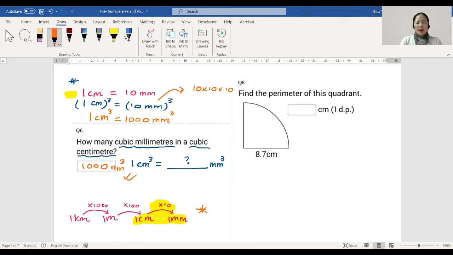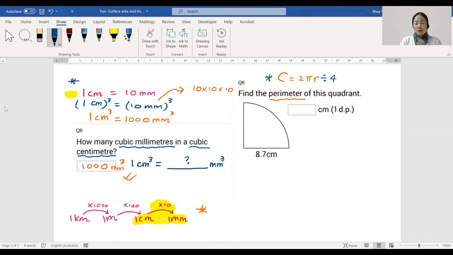Okay, number 8, find the perimeter of this quadrant. It's a quarter of a circle. So we are using the circumference formula, C equals 2 pi r. Because it's only a quarter of it, what do I need to do? You divide it by what? 2? That's going to be half of a circle. 3? 3 will be a third of a circle. Divided by 4. Correct. That'll give you a quarter.